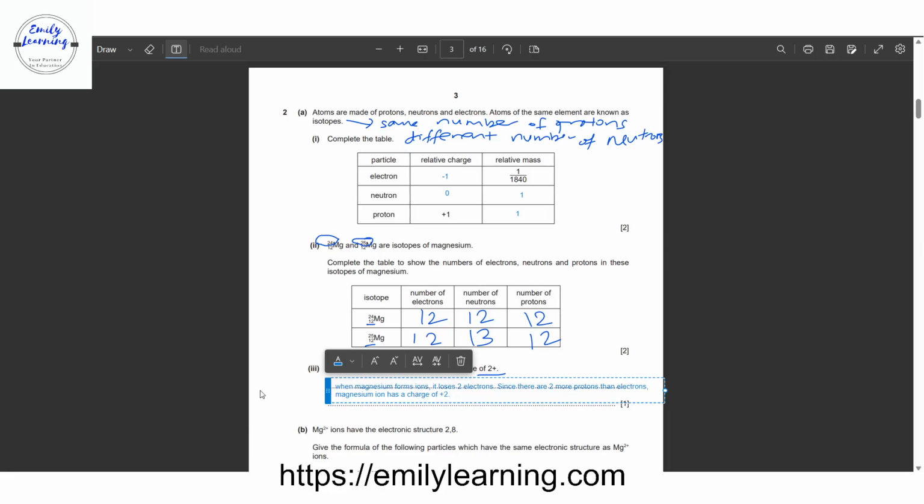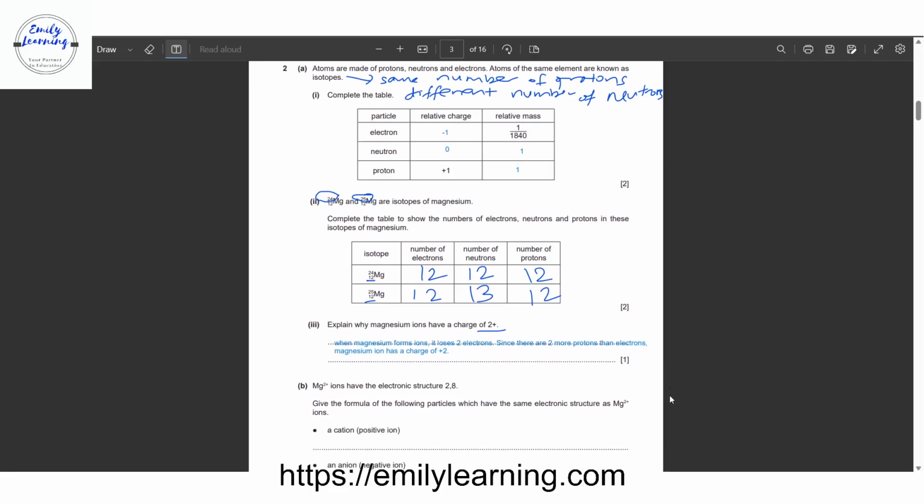So key thing, if you want to explain that something has a charge of 2+, the key idea is the number of protons is 2 more than the number of electrons, or the number of electrons is 2 fewer than the number of protons.